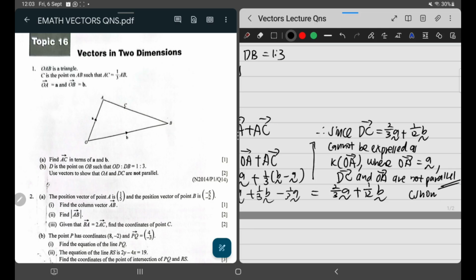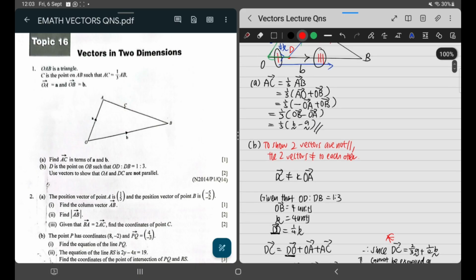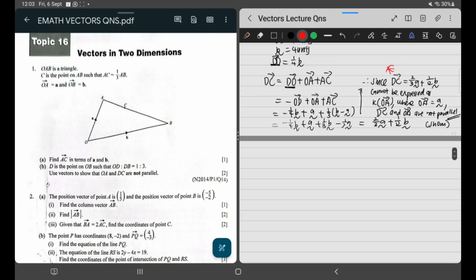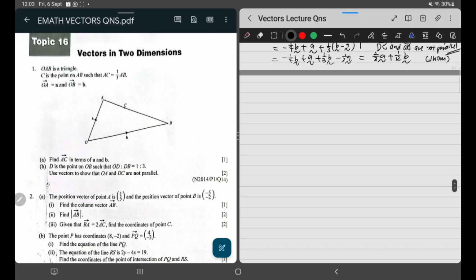Shown. So this is your standard explanation every single time you answer this type of question where you're trying to prove whether two vectors are parallel to each other or not. Since one cannot be expressed in the form of another via a scalar multiple, they are not parallel to each other. And that is the analogy for this question over here. Alright, moving on, question 2.